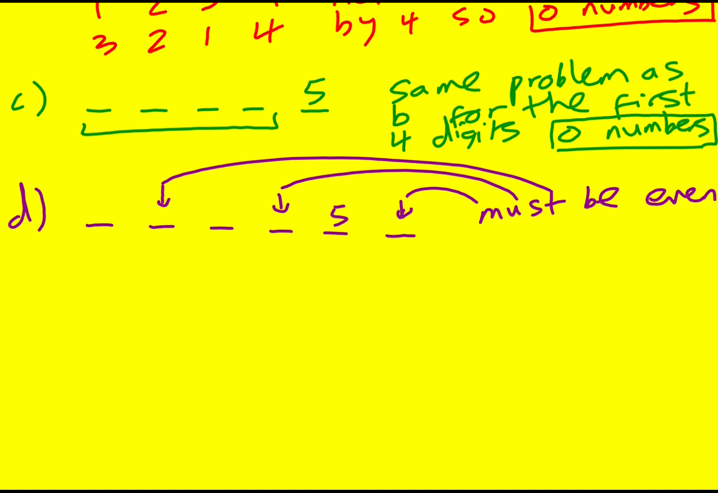To be divisible by 2, 4, and 6, the first and third digits must be 1 and 3 in some order.